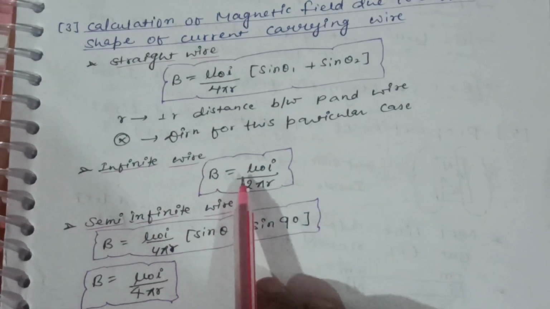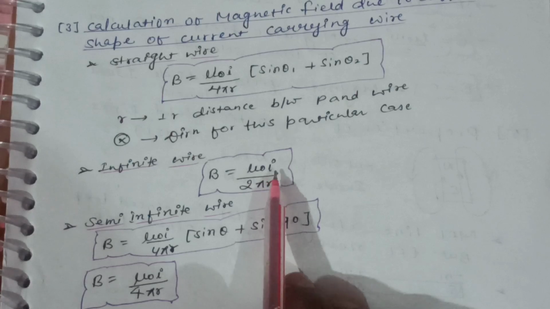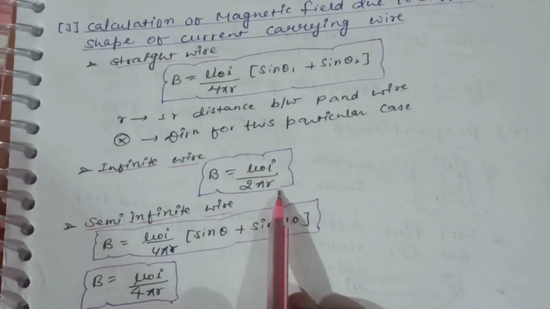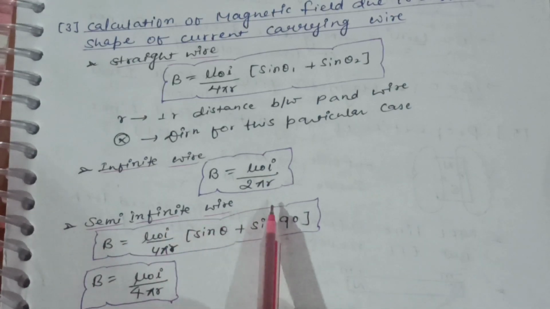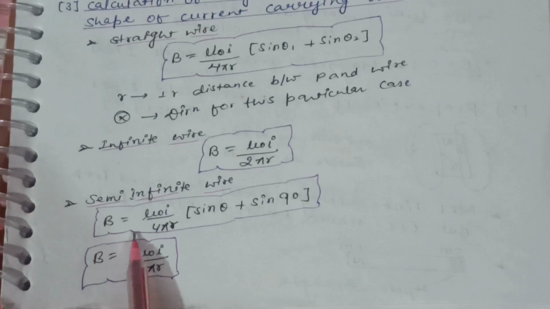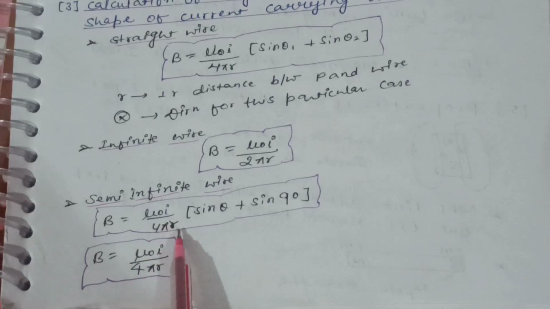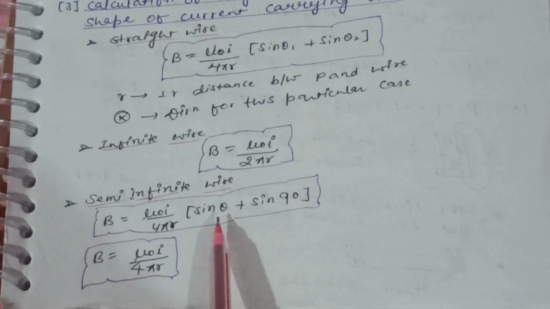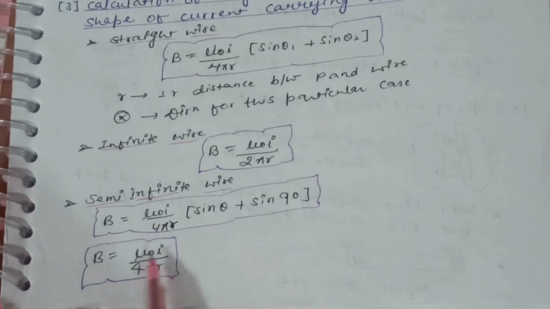Infinite wire: B is equal to mu naught I upon 2 pi r. Semi-infinite wire: B is equal to mu naught I upon 4 pi r, in bracket, sin theta plus sin 90. So B is equal to mu naught I upon 4 pi r.